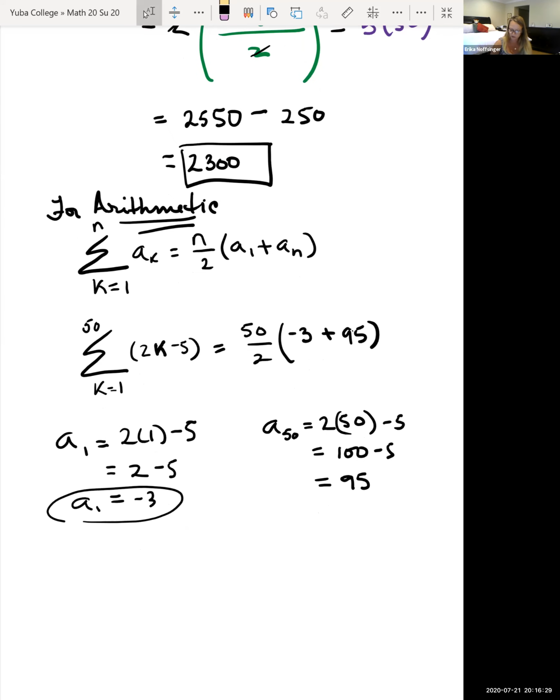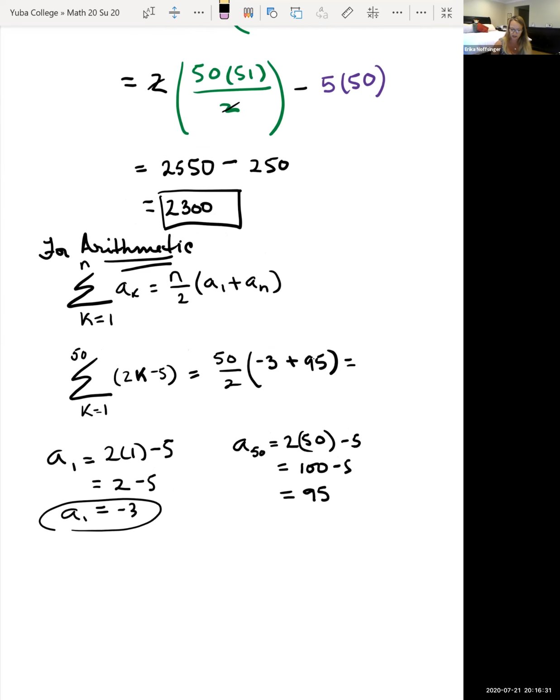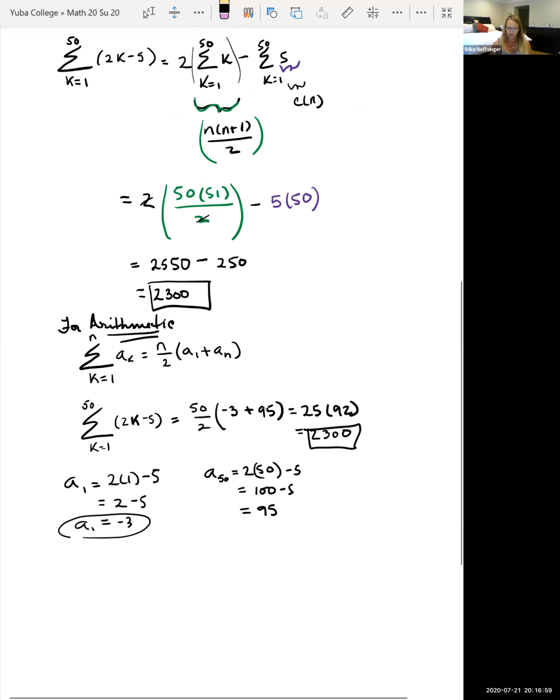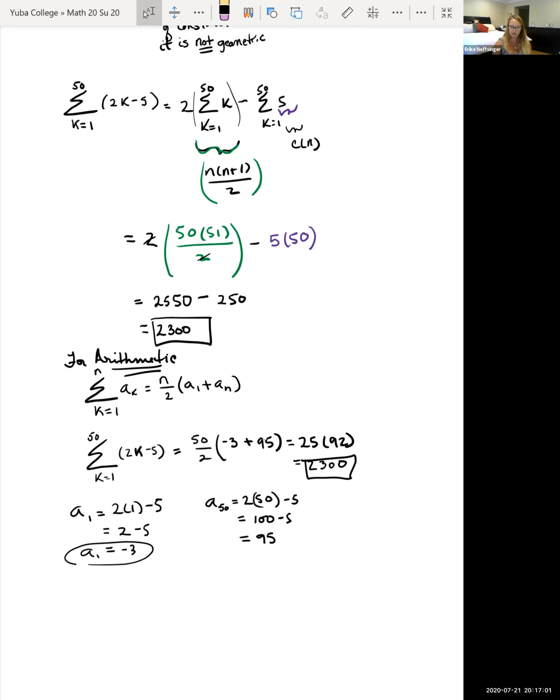So let's simplify this. Order of operations, work inside the parentheses first. I can reduce 50 over 2, which is 25. And then negative 3 plus 95, that's 92. So multiplying out 25 and 92, we get back 2,300. Okay, so two different ways that we approached this using the summation and got the same result.